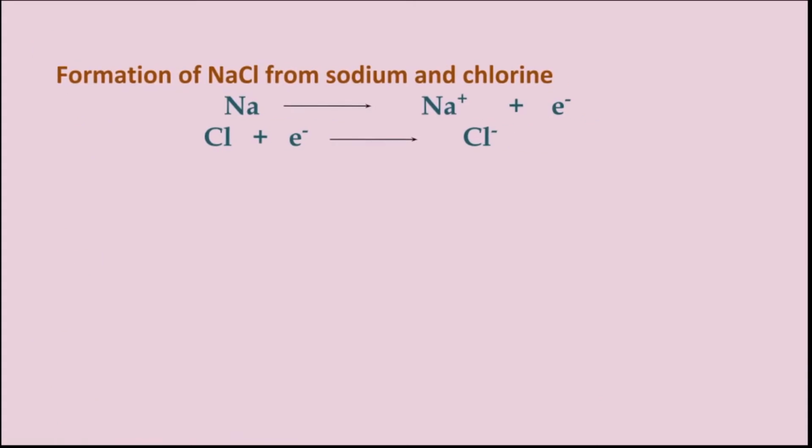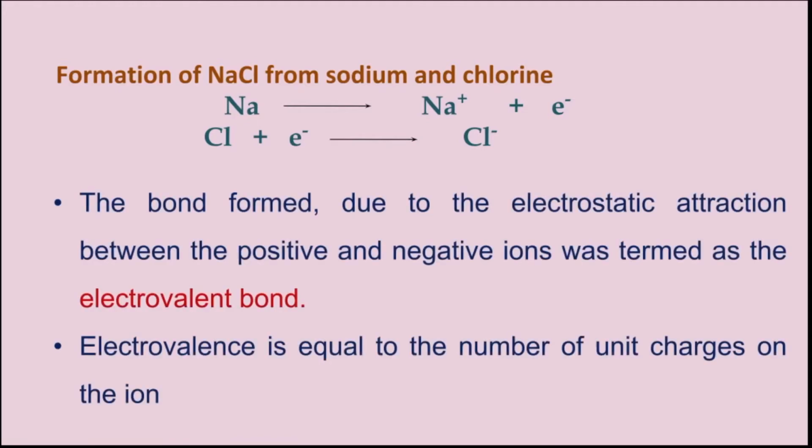Let's see the formation of NaCl from sodium and chlorine. Sodium loses 1 electron and forms Na+, whereas Cl accepts 1 electron and forms Cl-. The bond formed due to the electrostatic attraction between the positive and negative ions is termed an electrovalent bond. Electrovalence is equal to the number of unit charges on the ion.